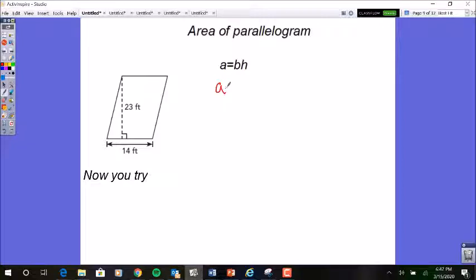Alright, so if you paused it and you gave it a try, in this case we have the base and the height, which would be 14 is the base and 23 is the height. So all you would need to do is multiply 14 times 23, 322 feet squared. Okay, let's go into another one.